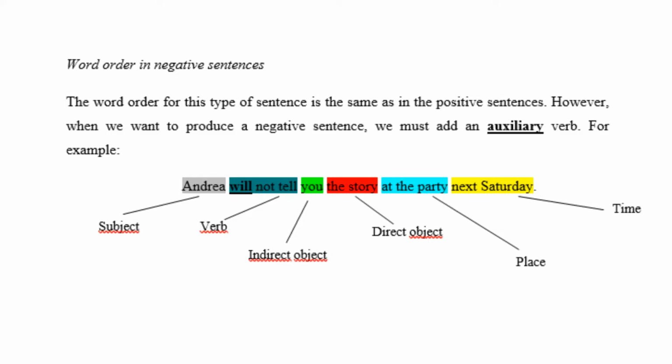We have the subject, which is Andrea. We have the auxiliary verb, which is will. We have the verb tell. We have an indirect object, which is you. The story is the direct object. At the party is the place. And we have the time, which is next Saturday.